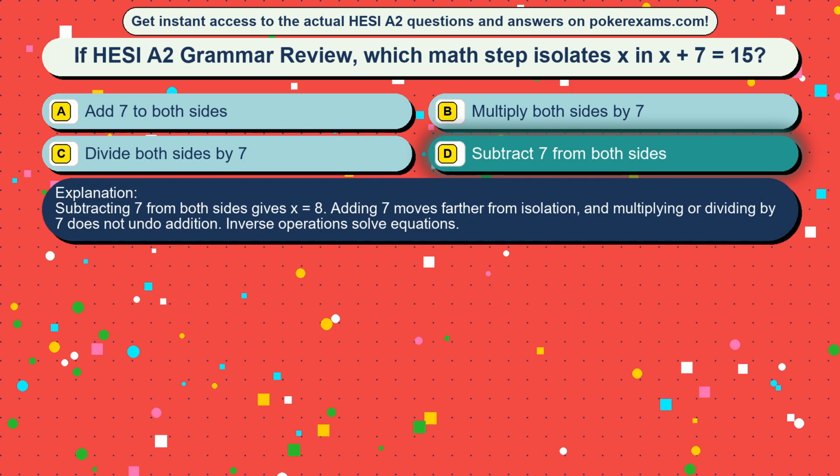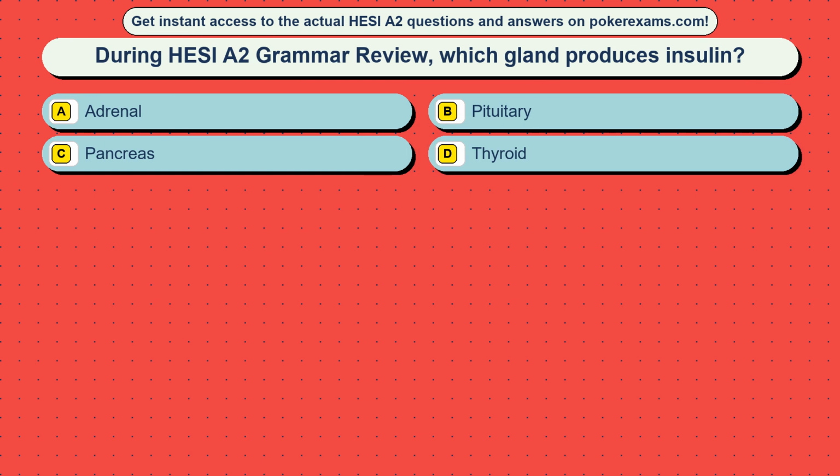Subtracting 7 from both sides gives x equals 8. Adding 7 moves farther from isolation, and multiplying or dividing by 7 does not undo addition. Inverse operations solve equations. Question 11. During HESI A2 Grammar Review, which gland produces insulin?